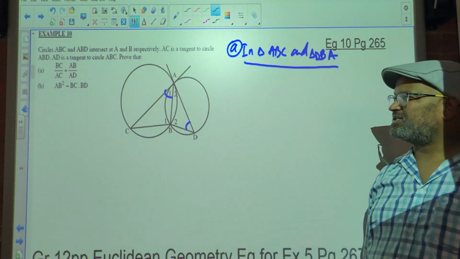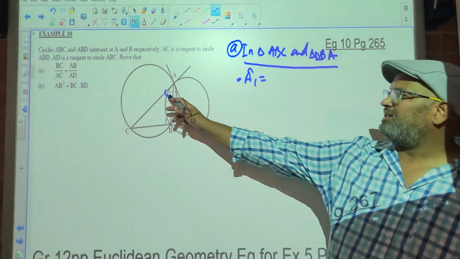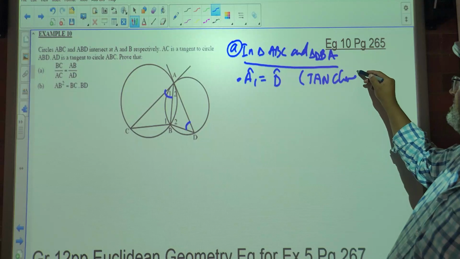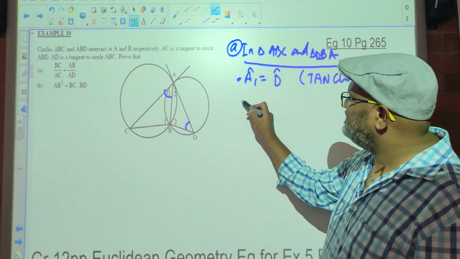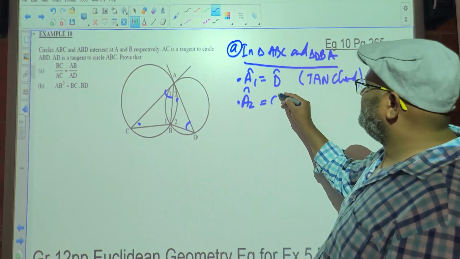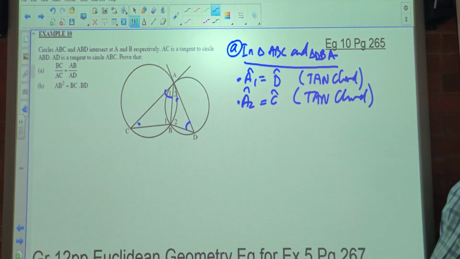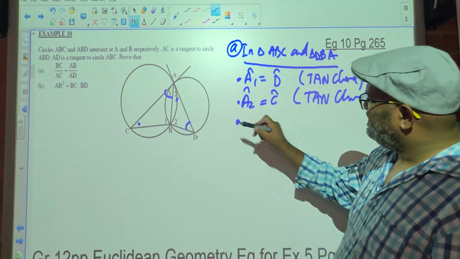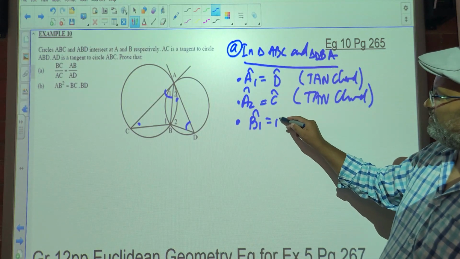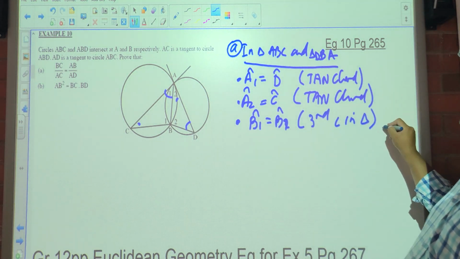Okay, so what can we say first? We can firstly say that angle A1 is equal to angle D. Why? Tan chord theorem. And then angle A2 is equal to angle C. Why? Tan chord theorem. Am I moving too fast, people? I don't want to keep you during break here now. You guys are very busy people. You guys have better things to do, no? B1 is equal to B2. Why? It's the third angle in triangle.